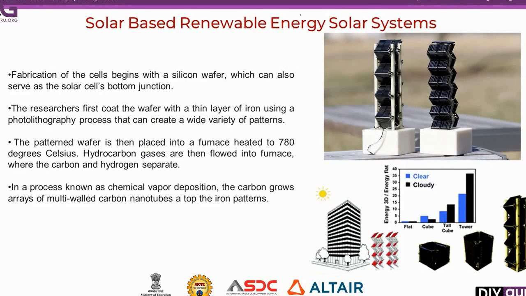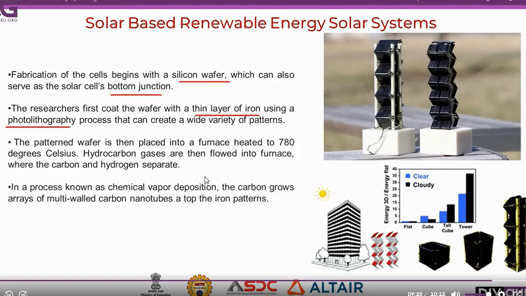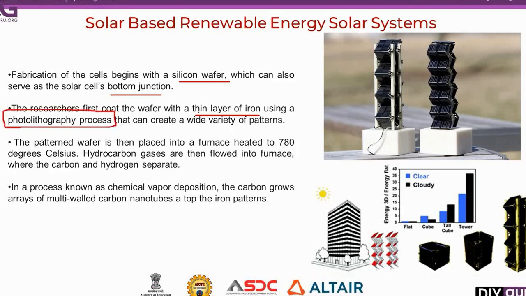See, the fabrication of the cells begins with a silicon wafer, which can also serve as the bottom junction of a solar panel. Researchers first coat this silicon wafer with a thin layer of iron using a photolithographic process. This is a photolithographic process where a wide variety of patterns are created. Then these patterns are placed in a furnace which is heated up to 780 degrees centigrade.